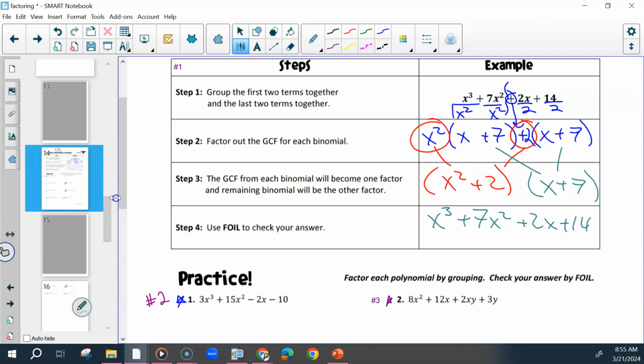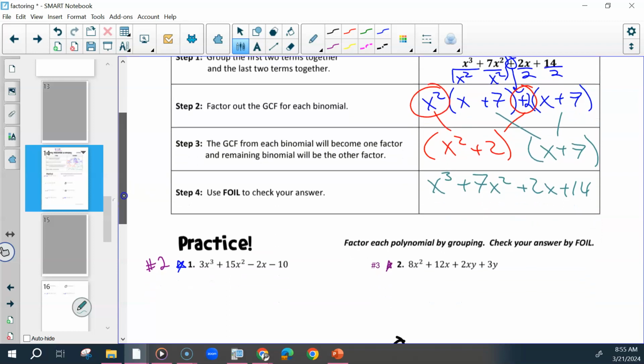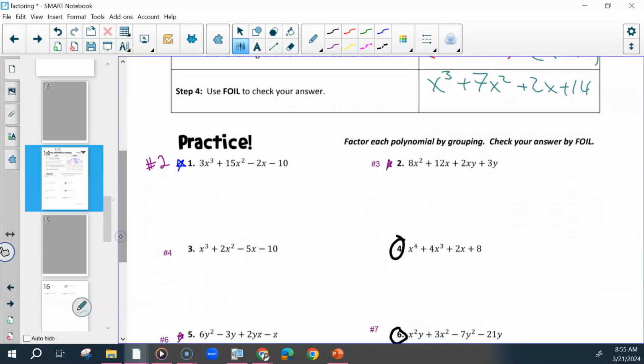Okay, now we're going to do some of these examples. Let's start with example 1. Split that down the middle. What do those first 2 have in common? 3x to the second power. I'm not going to write that I'm dividing each piece. You guys can, but I won't have space. So if we divide both of these terms by 3x squared, what's left? X to the third divided by 3x squared is x, and 15x squared divided by 3x squared is 5. So x plus 5.